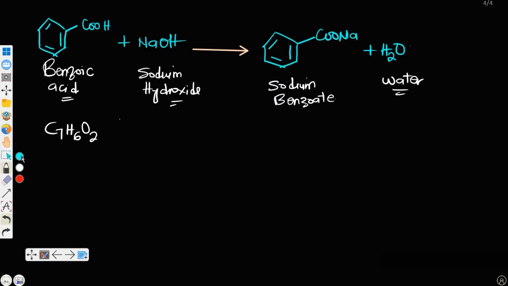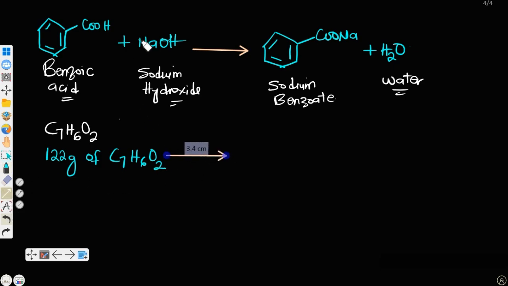So you can come here and say 122 grams of C7H6O2 will react with how many moles of sodium hydroxide? It will react with 1 mole of sodium hydroxide. So you can come here, this will react with 1 mole of sodium hydroxide. Now this is where some persons actually have issues understanding this 1 mole of sodium hydroxide.